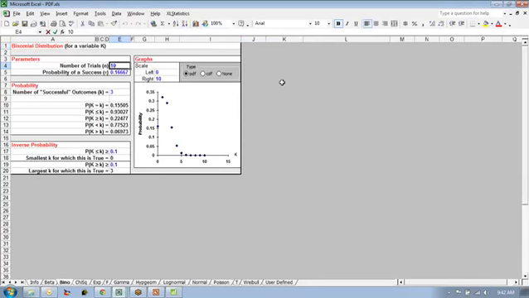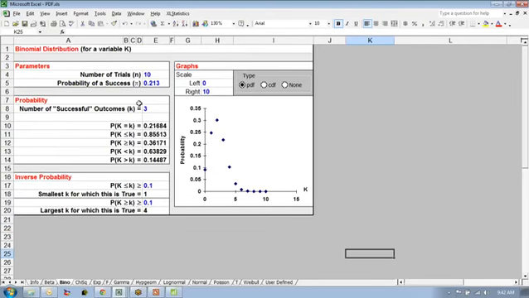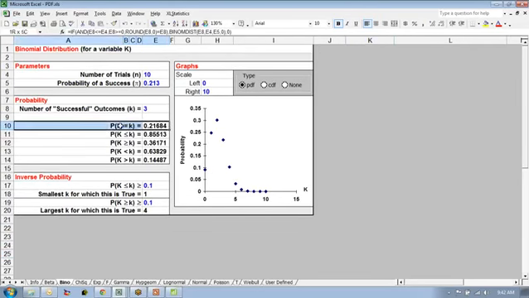and I'm saying the number of trials is 10, and my P was 0.213. I want to know exactly 3. Here, let's make this big again. I want to know exactly 3, which is given by this. There it is, a 21% chance that I'll have exactly 3.